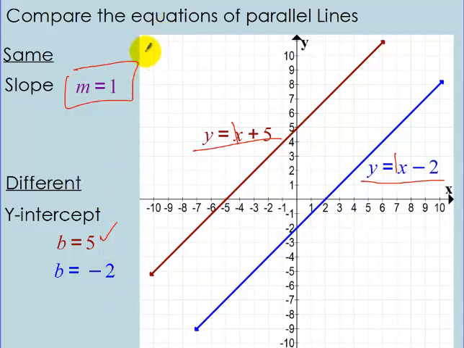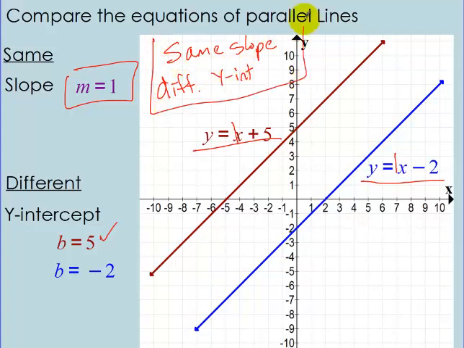So to have parallel lines, they have to have the same slope, and they have to have a different y-intercept. Those are the two key parts to have parallel lines. Same slope, different y-intercept. That's it for that.